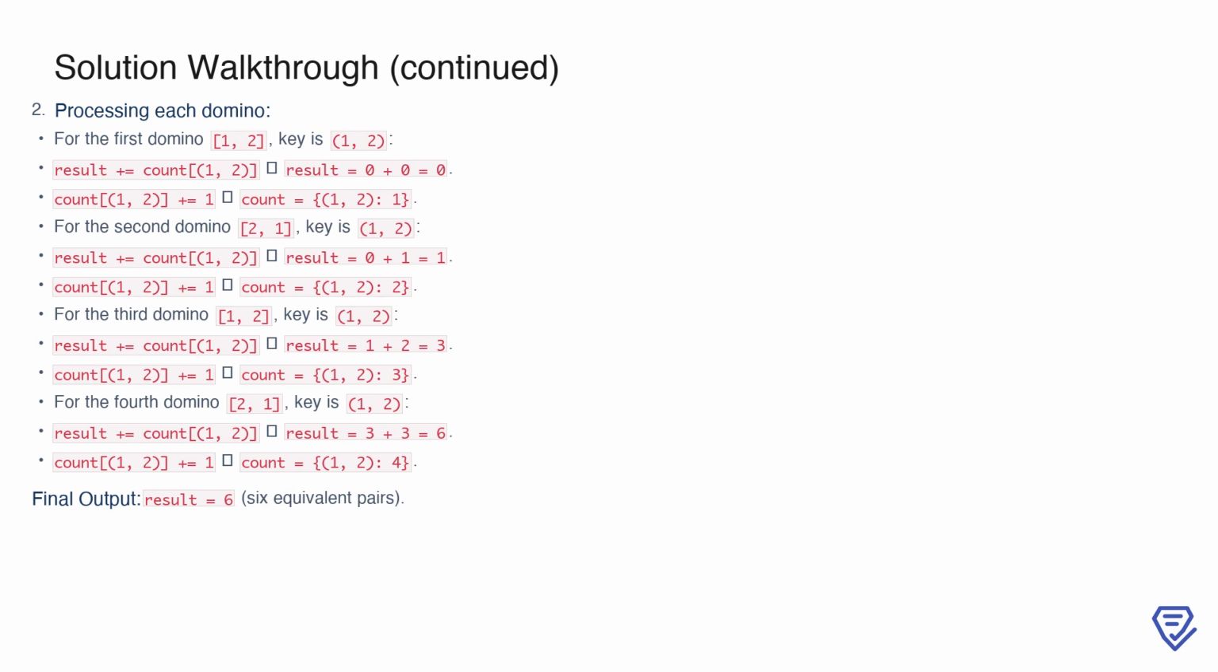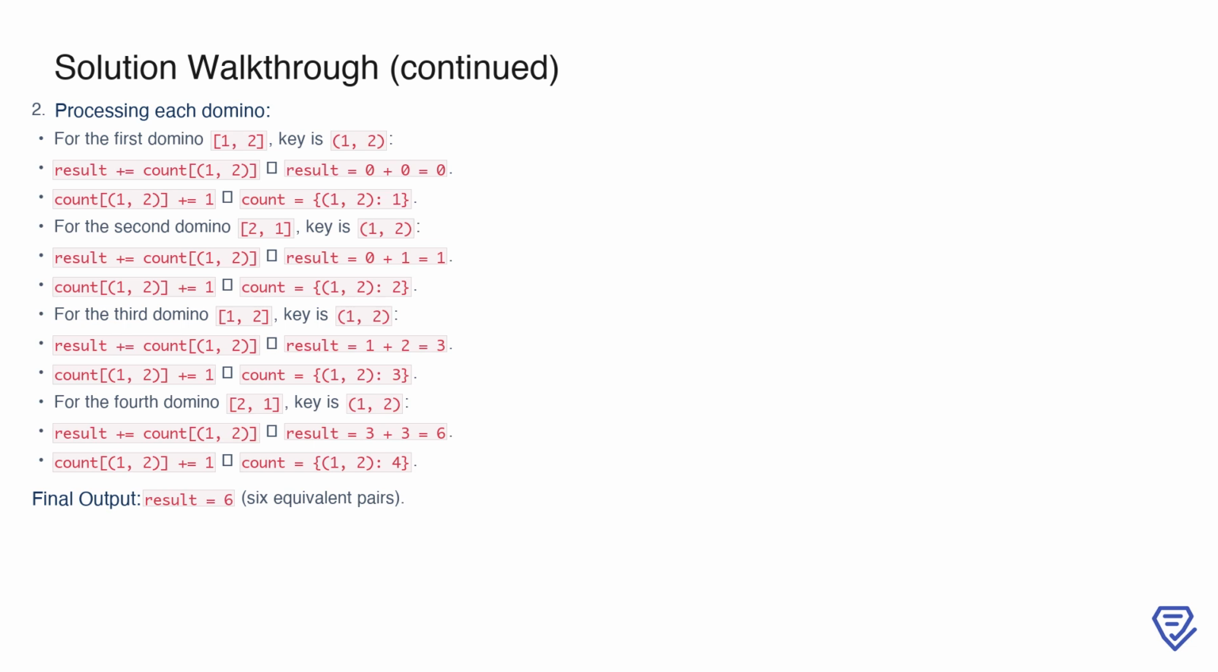For the first domino, 1, 2, sorting gives the key 1, 2. Since this key is not in count, result remains 0, and we add 1, 2 to count with a frequency of 1. Next, for the second domino, 2, 1, sorting again gives 1, 2. This time, the key already exists in count, so we add its current frequency, which is 1, to result, making result equal to 1. We then increment the frequency of 1, 2 in count to 2.